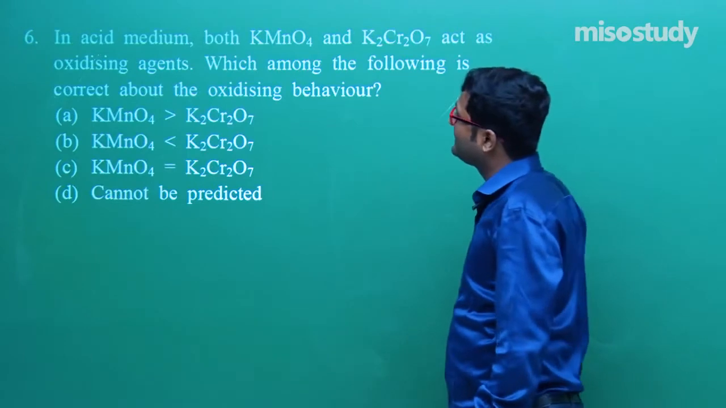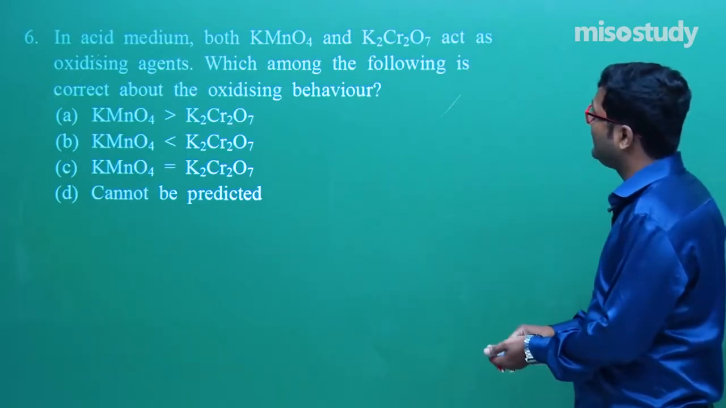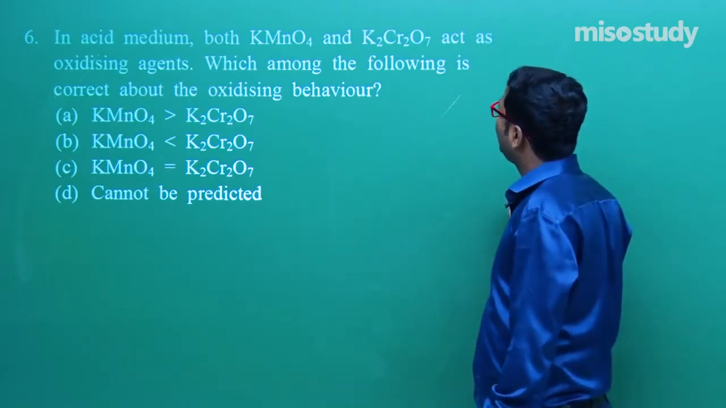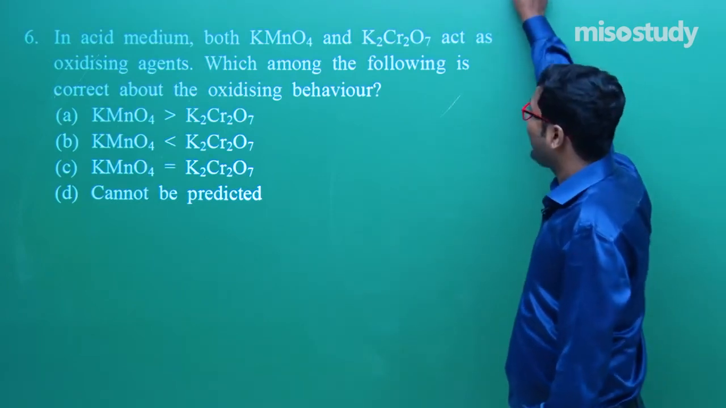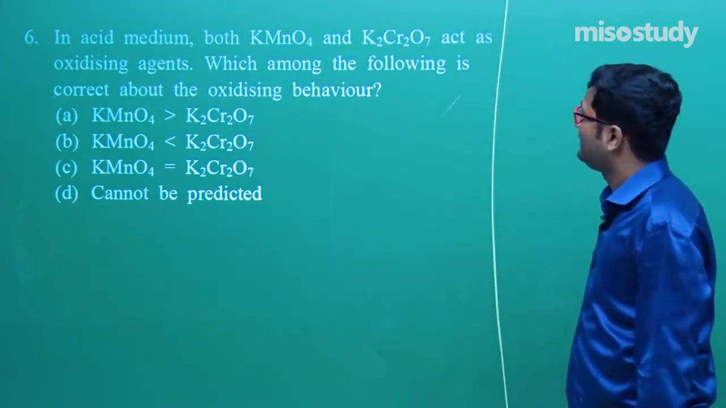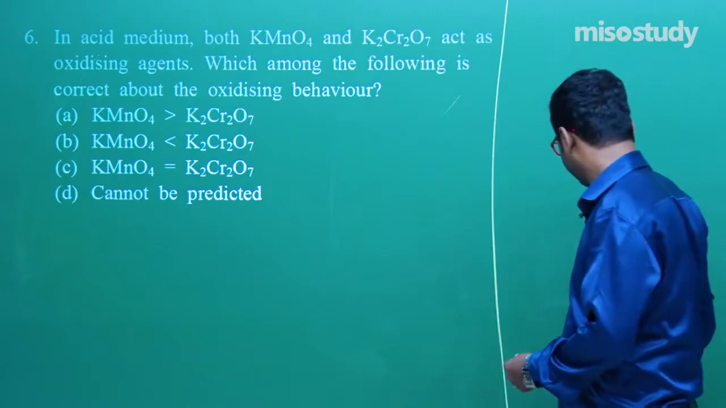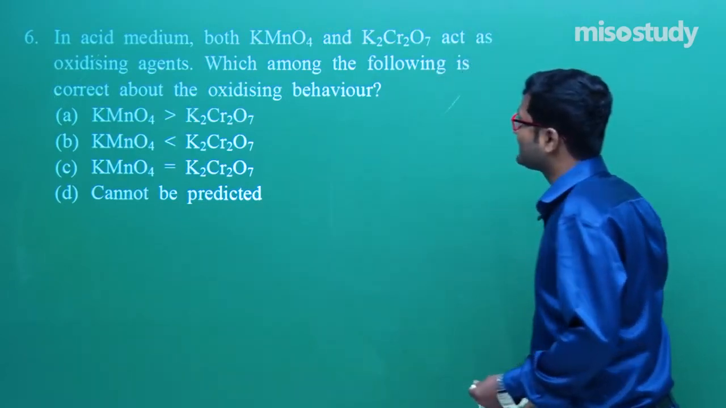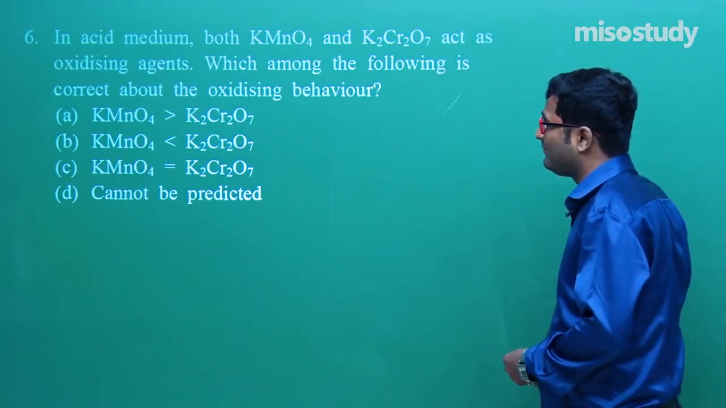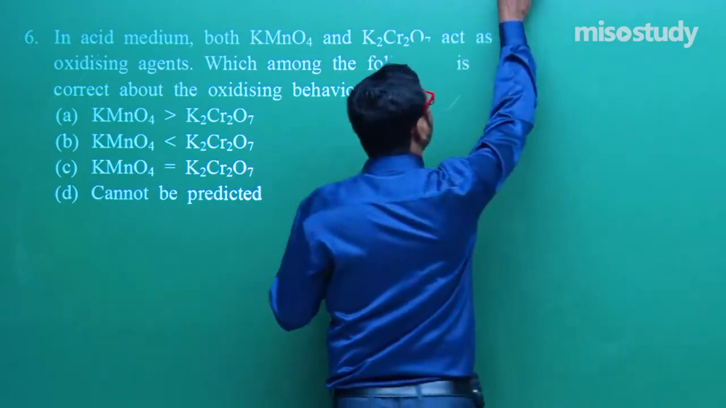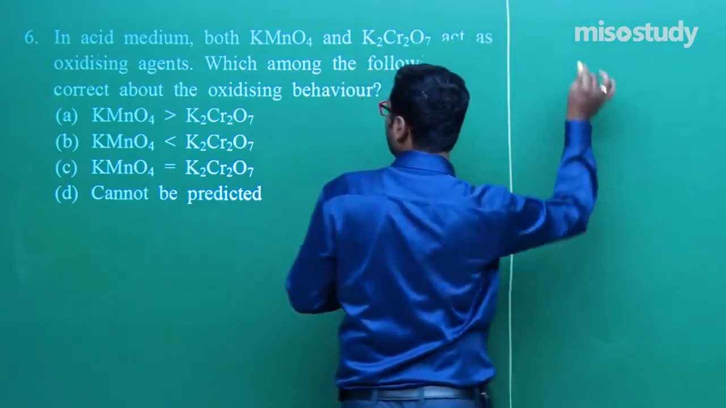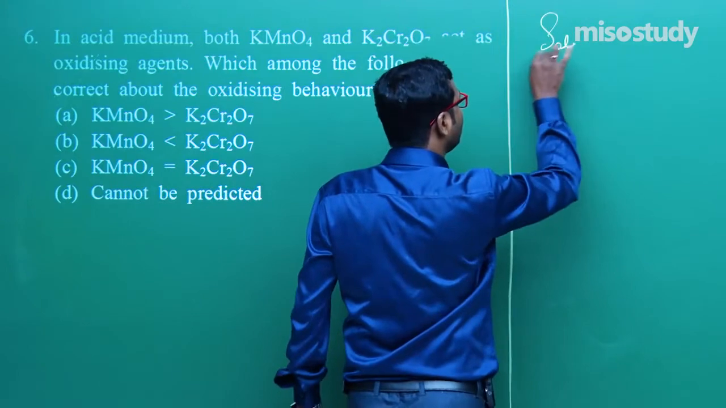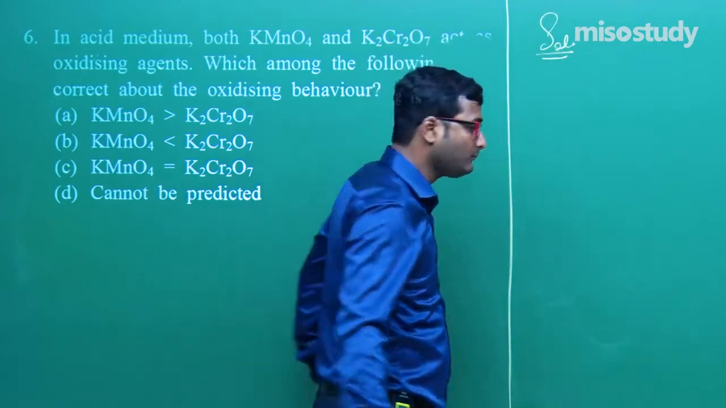Now question number 6. In acidic medium both KMnO4 and K2Cr2O7 act as oxidizing agents. Which among the following is correct about the oxidizing behavior? That is a comparison. Look at how to compare this thing. This is a good question. It's very simple, not an issue. Look at what I'm telling.